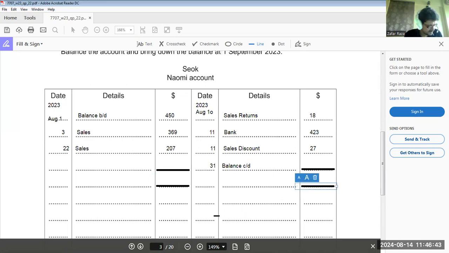Okay. Now, totals: 450 plus 369 plus 207. The total is 1026. Okay. Minus 18 sales return, minus 423 payment, minus 27 discount, 558 is the balance.